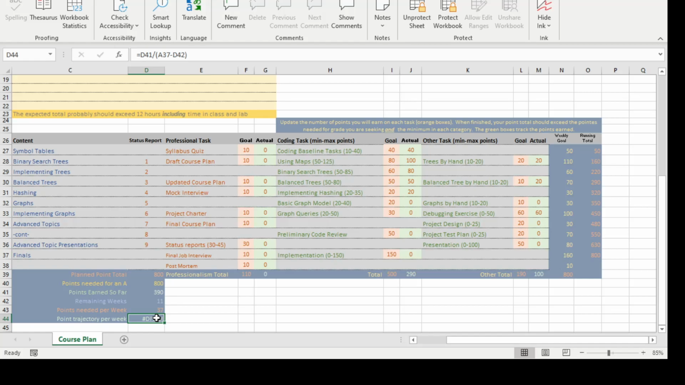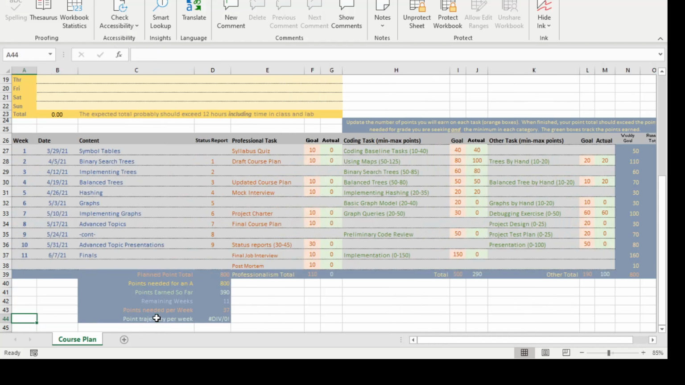Now, this number doesn't show up right now because I'm recording this before class has started, but this number will show up when this counter of remaining weeks goes down. So if I'm at week 8 here, the remaining weeks is going to be 3, and it's going to take my points earned so far minus this, so 500 points basically, 410 points here, and divide that by 3, which means I need 130 points a week. That's what this would say right here at that point.